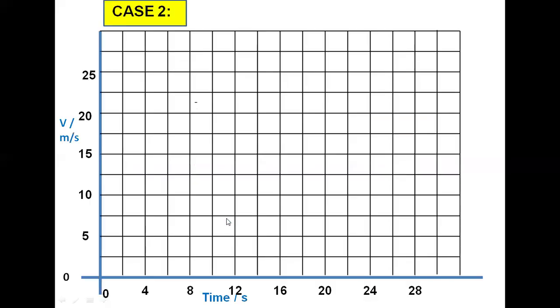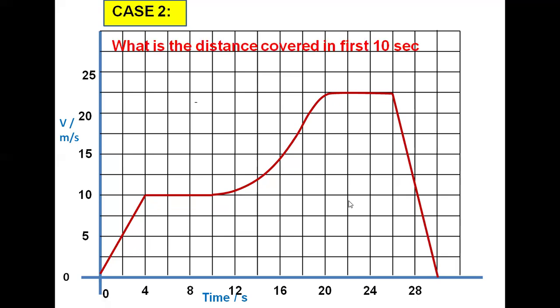Now case 2. In the first case, we just sketched the graph. Here we have the values, so we will be working out the distance and the acceleration. This is the shape of the graph: uniform acceleration, constant velocity, then increasing acceleration, decreasing acceleration, again constant velocity, and then deceleration.